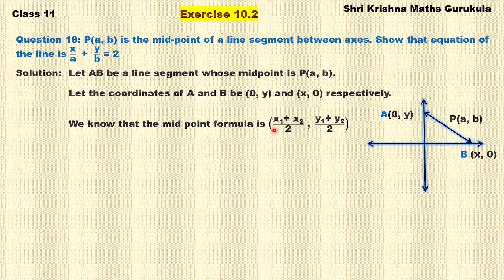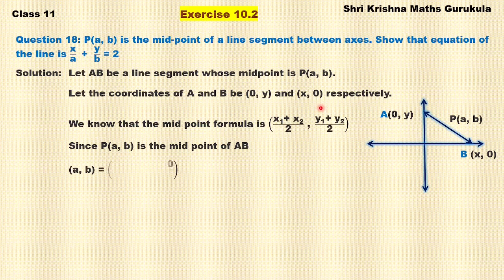If the points are (x1, y1) and (x2, y2), the midpoint formula would be ((x1 + x2)/2, (y1 + y2)/2). So I am applying that to this point P(a, b). Which are the 2 points of which P is the midpoint? It is A and B. So we are applying the midpoint formula to these 2 points A and B, which will give the coordinates of point P, that is (a, b), equal to ((0 + x)/2, (y + 0)/2), correct? Now (a, b) will be (x/2, y/2).